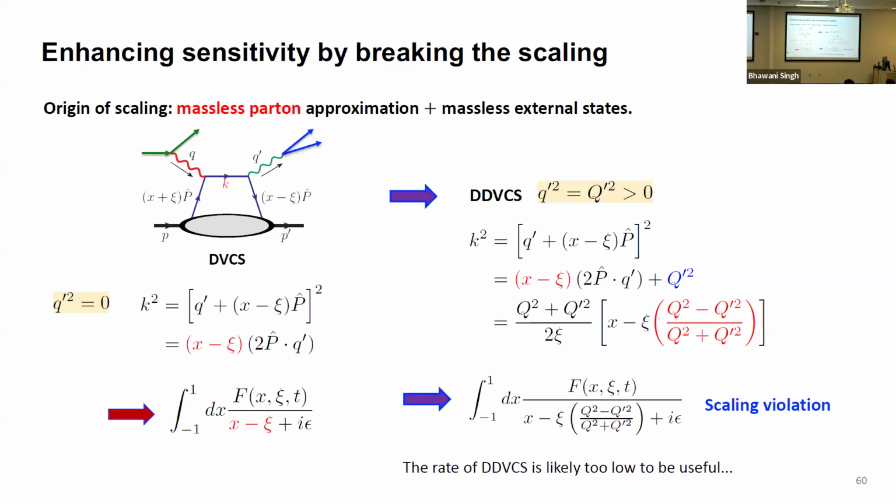However, you can simply count the electromagnetic couplings here, and this is at amplitude level. You need to square this to get the cross section, and the rate turns out to be very low. Although people have been trying to study this, the general consensus is the rate must be too low to be actually useful.